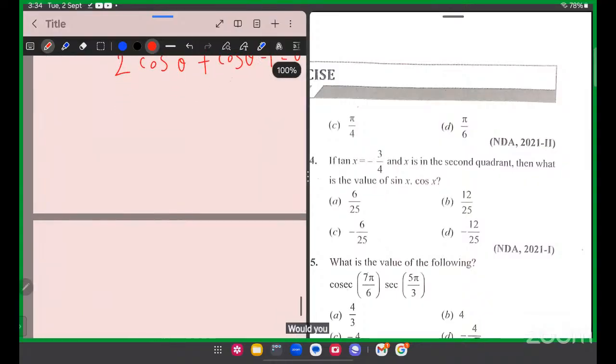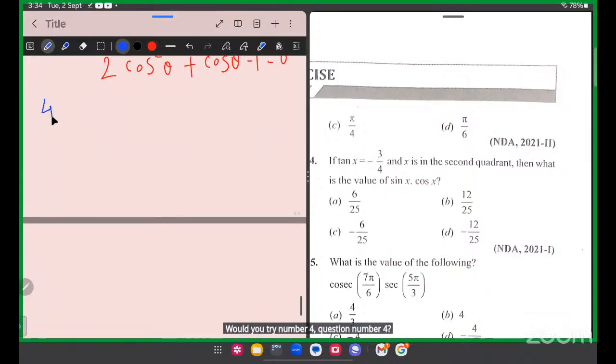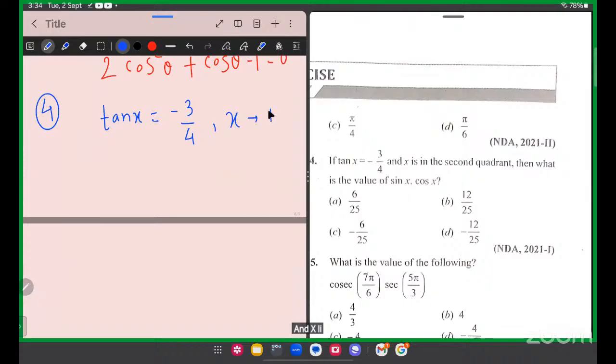Would you try question number 4? Question number 4. Please try. What is given? If tan x is equal to minus 3 by 4 and x lies in the second quadrant, then what is the value of sin x into cos x? Very easy. We can use Pythagorean triples here, or we can draw a right triangle 3, 4, 5. Sides will be 3, 4, 5, right? So this is a right triangle. Here, this should be 3, this is 4, and this should be 5, right?